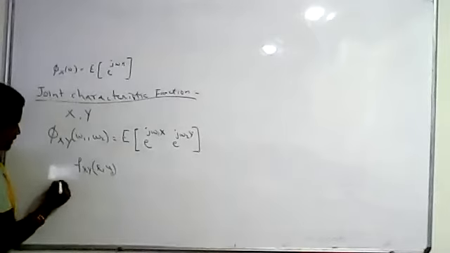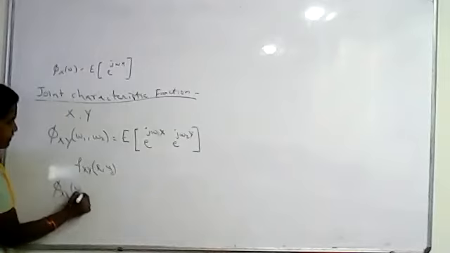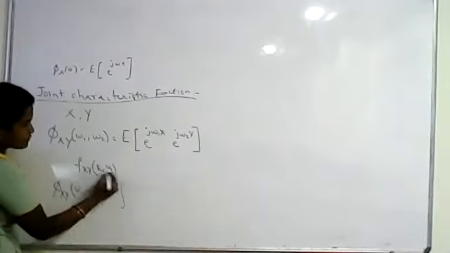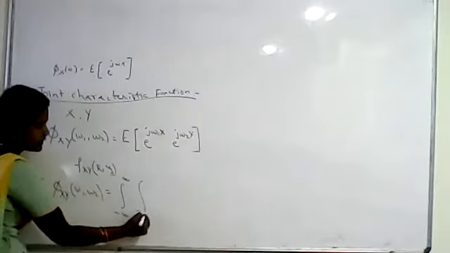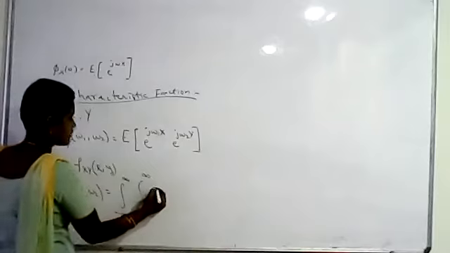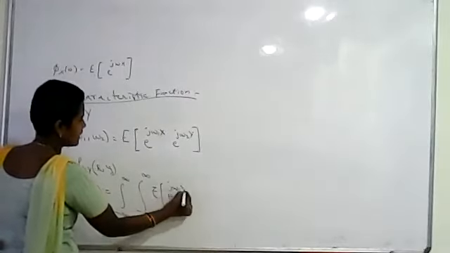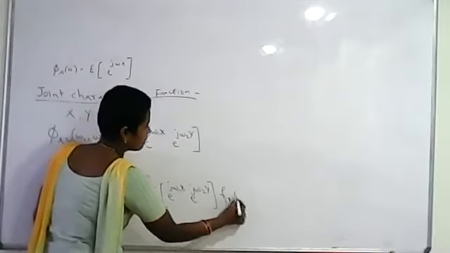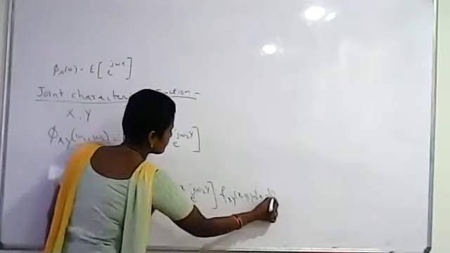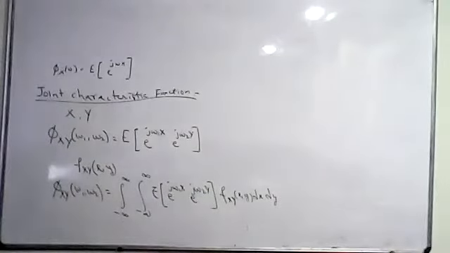Then the joint characteristic function phi xy of omega 1 comma omega 2 can be written as, now you have two variables, so we will have two integrations, integral minus infinity to plus infinity, integral minus infinity to plus infinity, of the expected value of e power j omega 1 x, e power j omega 2 y, fxy of x comma y dx dy. So this is the formula for finding the joint characteristic function. Phi xy of omega 1 comma omega 2 is the integral from minus infinity to plus infinity of e power j omega 1 x, e power j omega 2 y, fxy of x comma y dx dy.